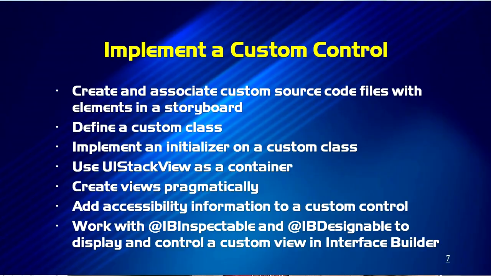Then we have to implement a custom control. To implement a custom control, we have to create and associate custom source code files with elements in a storyboard. Then we have to define the custom class, and once we define the custom class, we have to include all those actions and all that data which we think needs to be in place to make our app function appropriately and in the way we want. Then we have to implement an initializer on the custom class. We have to use UIStackView as a container. Then we have to create views programmatically. We have to add accessibility information to a custom control.